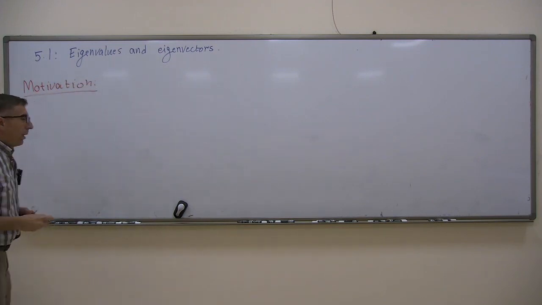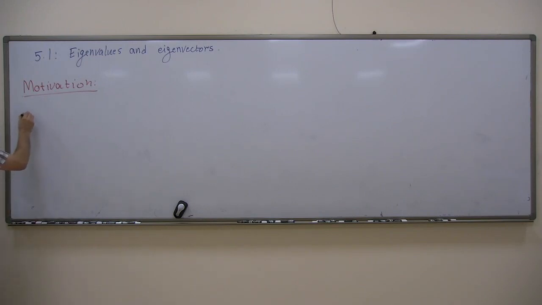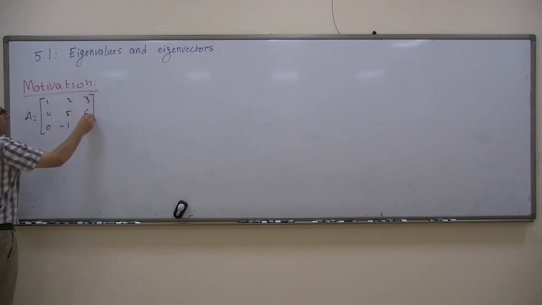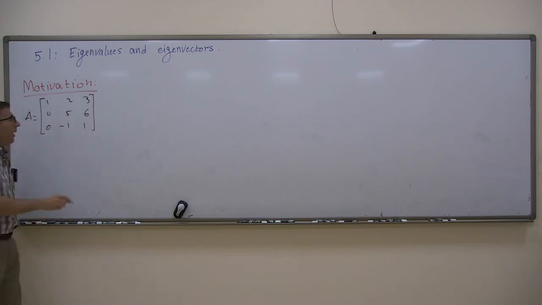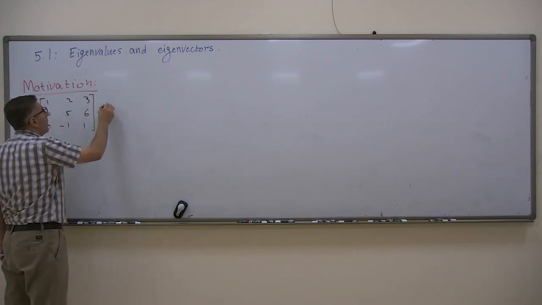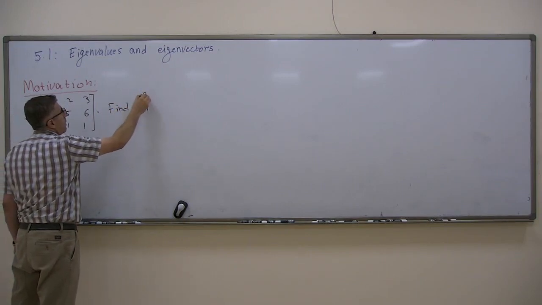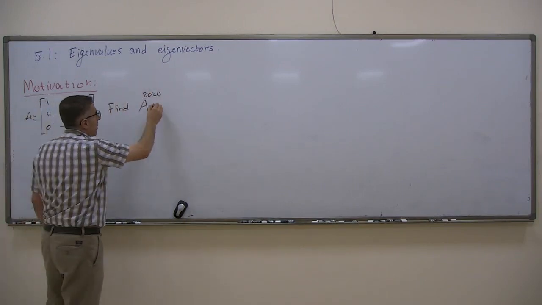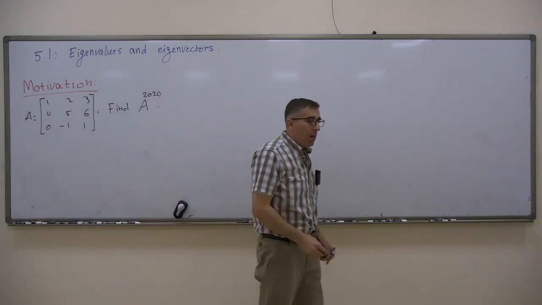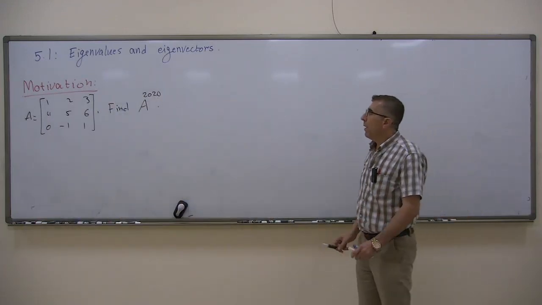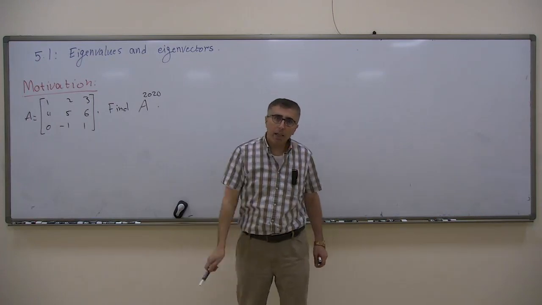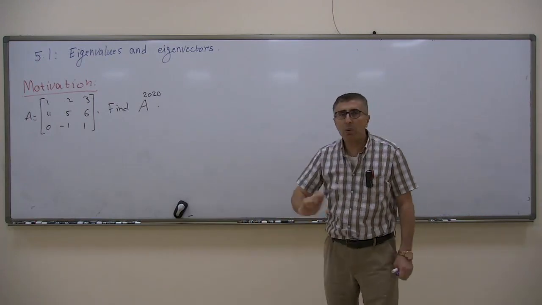Well, if I give you a matrix, and I'm going to take just a 3 by 3 matrix: 1, 2, 3, 4, 5, 6, 0, negative 1, 1. Okay? And I ask you here, find A exponent 2020. So I'm asking you here to multiply this matrix by itself 2020 times.